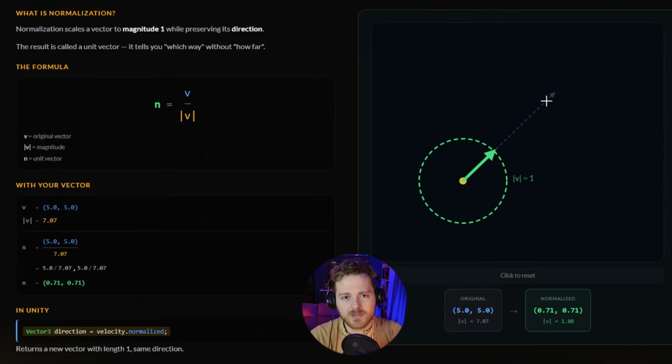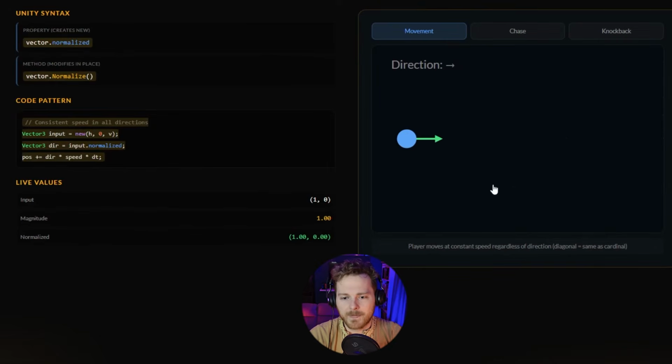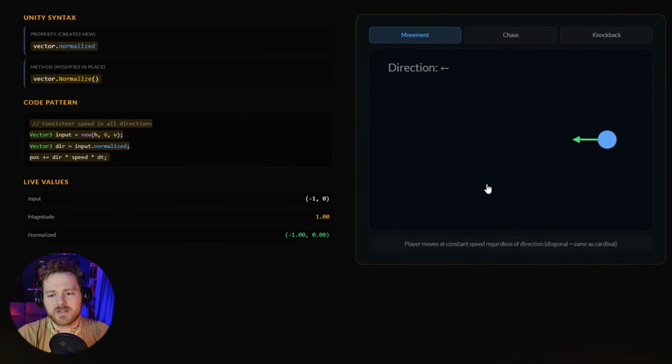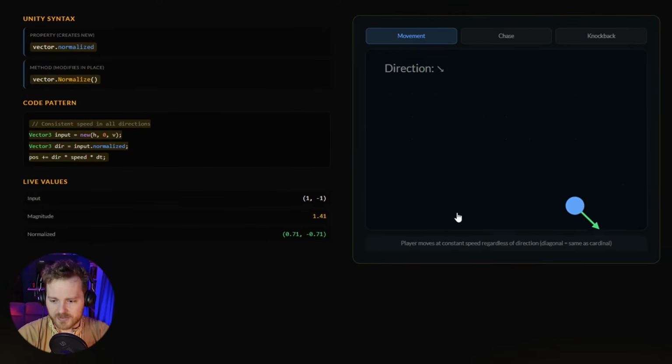Now let's have a look at some common use cases. The first one: the normalized vector is very often used as a direction. Over here we see a simple walking agent, which uses a vector of magnitude 1, and you see the speed is always the same. It doesn't matter if it moves horizontally, vertically, or diagonally.